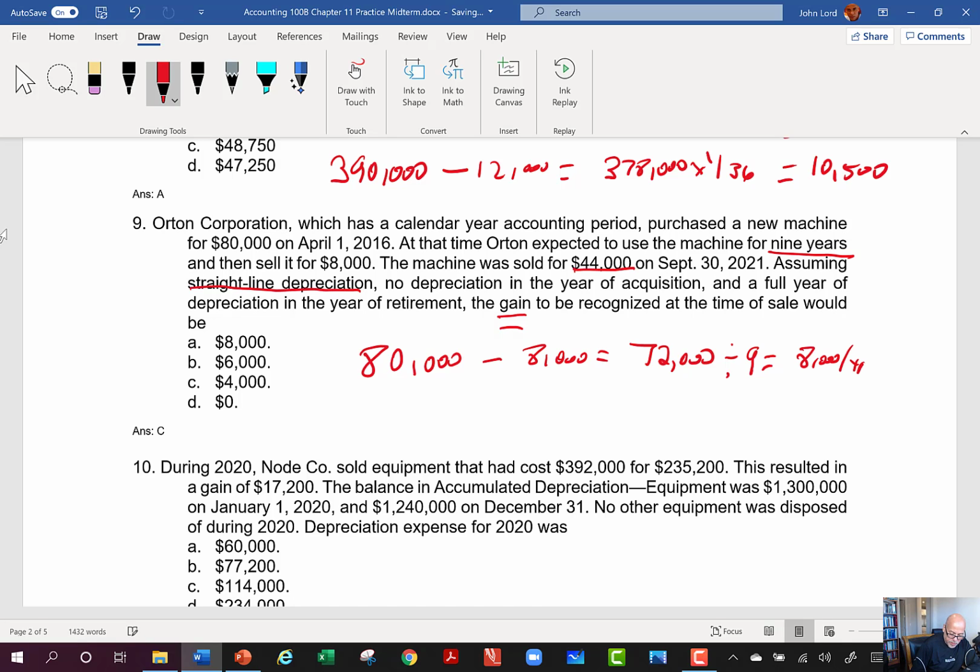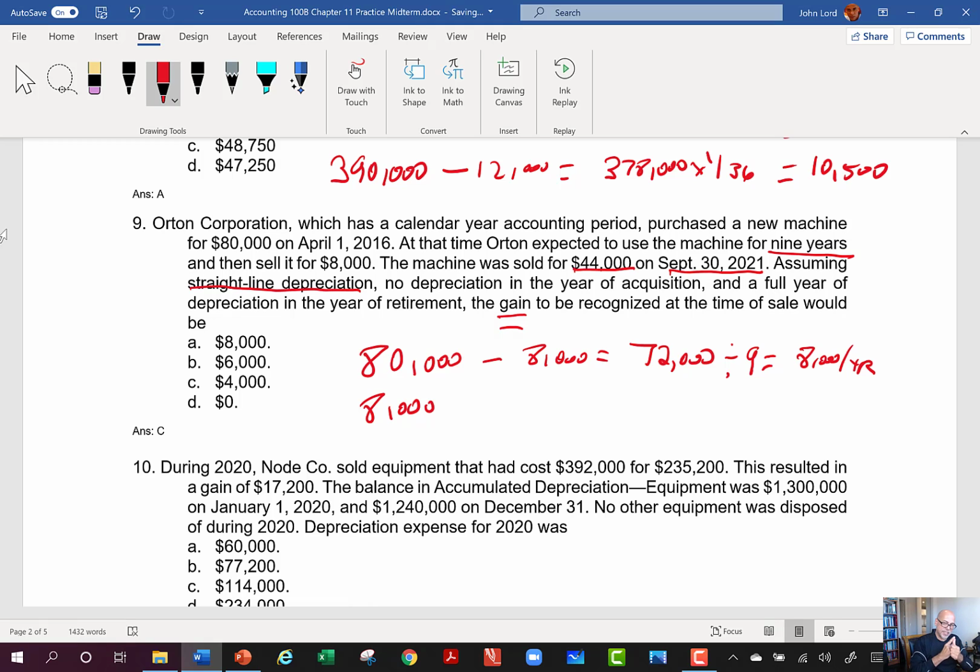Again, check numbers in your calculator, but I had done this earlier through my calculator, so I'm good. Now it's 8,000 per year, and let's count the years. They're not going to depreciate it in 2016 because that was the year of purchase. But they will what? Take a full year depreciation, even though they don't sell at the end of the year. They sell in September. They'll take a full year depreciation in the year of sale.